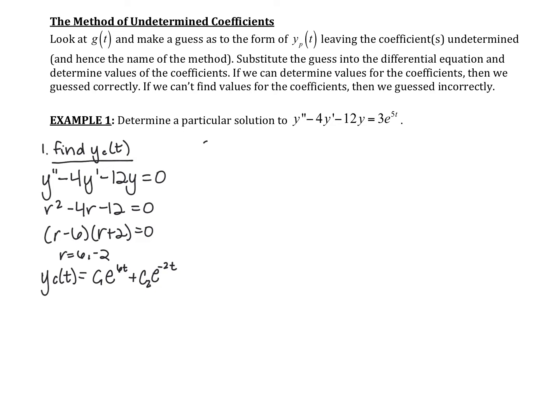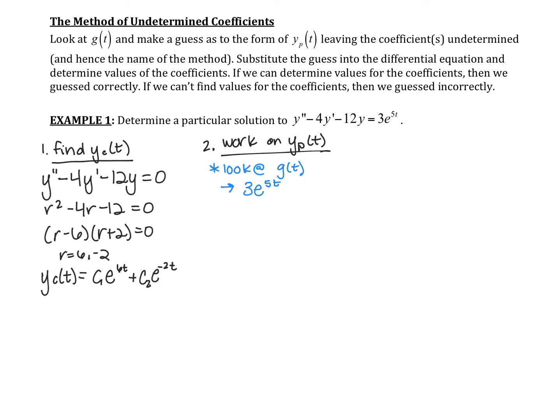So the next thing that I'm going to do is I'm going to work on the particular solution. Okay. So the way we're going to work on this and figure this out is we want to look at what our g of t is. So in our case, our g of t is 3e to the 5t.